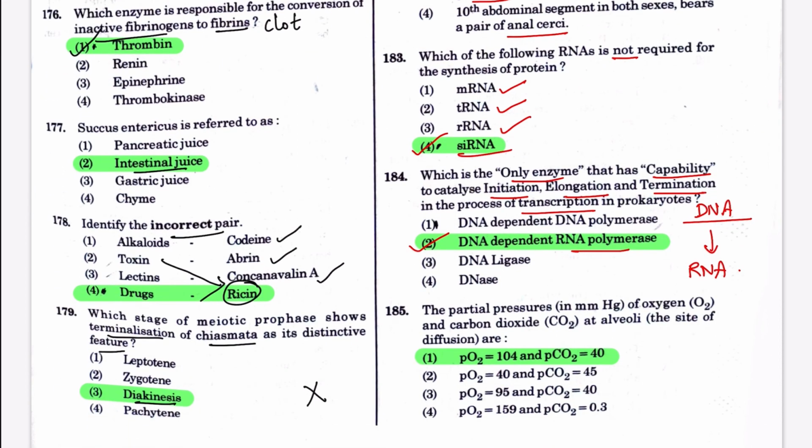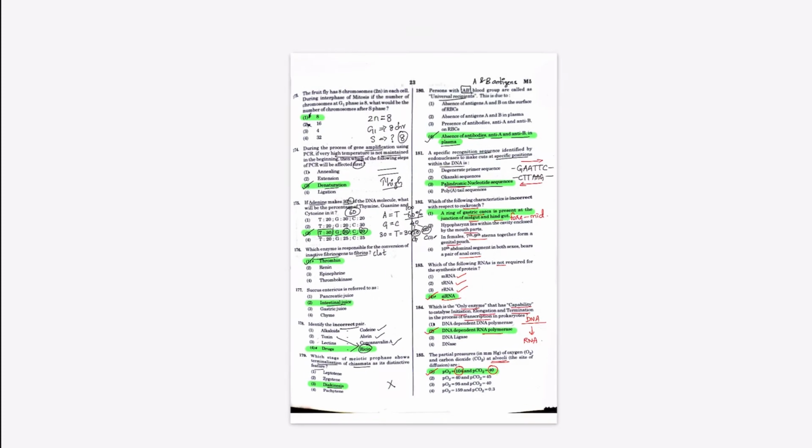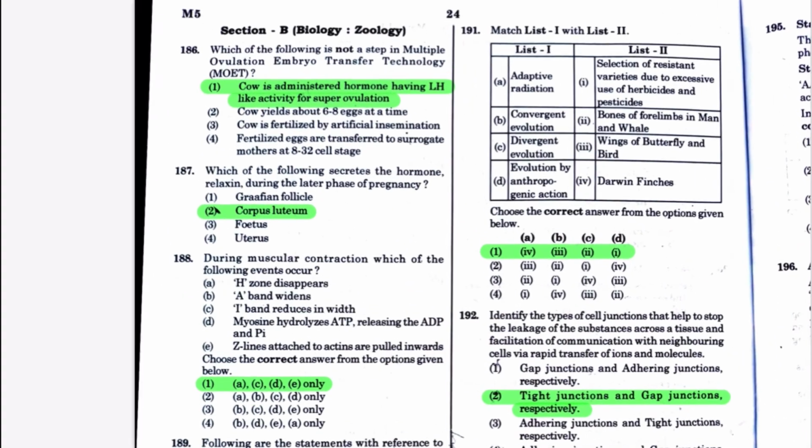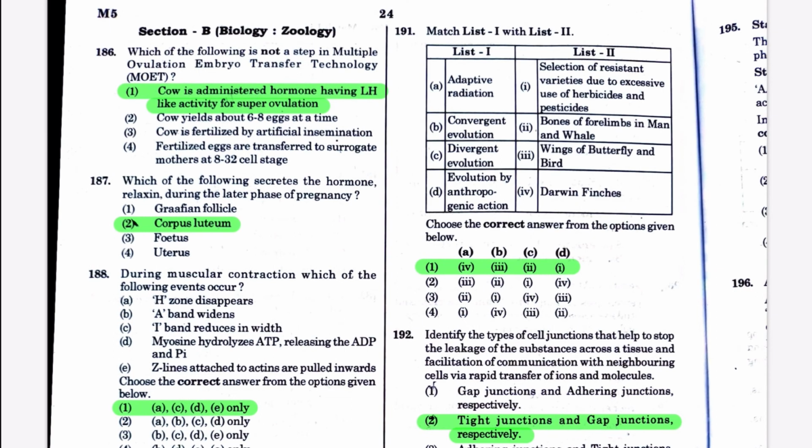Okay. Next, it's a simple question. They are asking you the partial pressure of oxygen and carbon dioxide in alveoli. So oxygen it is 104 and carbon dioxide is 40. Right. Okay. So section B, zoology. So 186, which of the following is not a step in MOET?